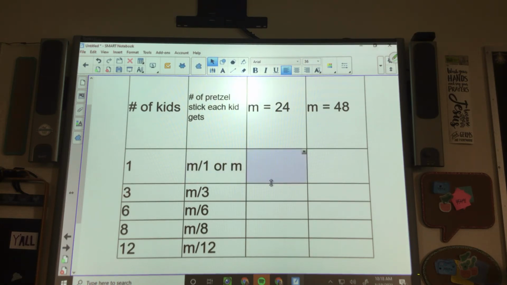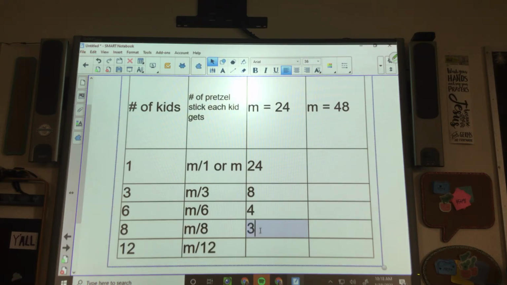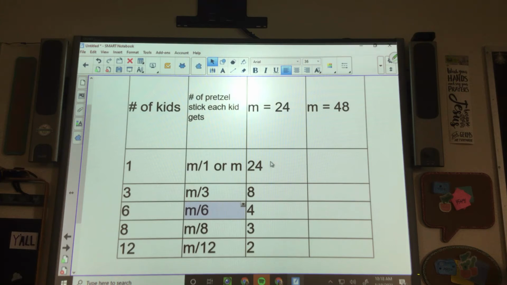So 24 divided by 1 is 24. Let's do all the 24s first. 24 divided by 3, 8. 24 divided by 6, 4. 24 divided by 8, 3. 24 divided by 12, 2. So basically what that tells us, if there's one kid, he gets all 24. If there's 3 kids, they each get 8. If there's 6 kids, they each get 4. If there's 8 kids, they each get 3. If there's 12 kids, they each get 2. Which makes sense. All right, 48 now.